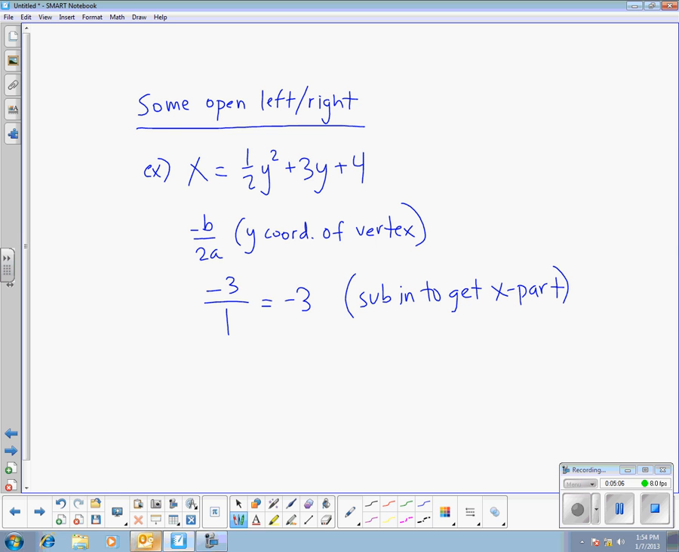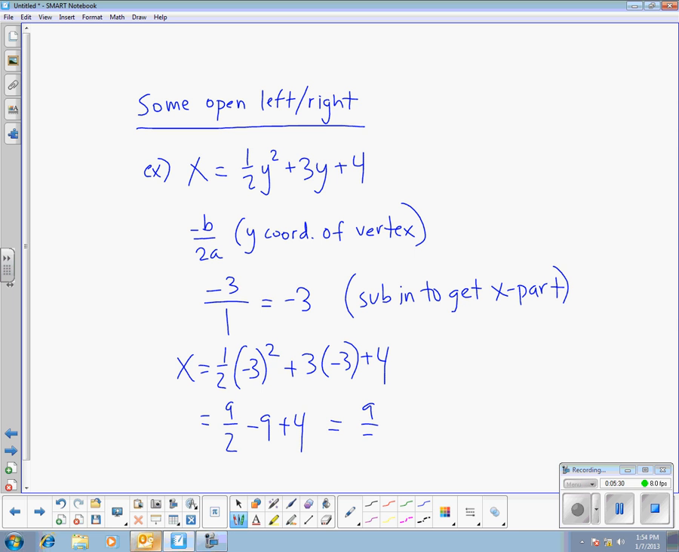And to me, it's a lot easier than trying to remember h and k and all that, just to know that this is the y part and next comes the x part. So x equals 1/2 times negative 3 squared plus 3 times negative 3 plus 4. All right, so that's half of 9, because negative 3 squared is 9. So it's 9/2 minus 9 plus 4.